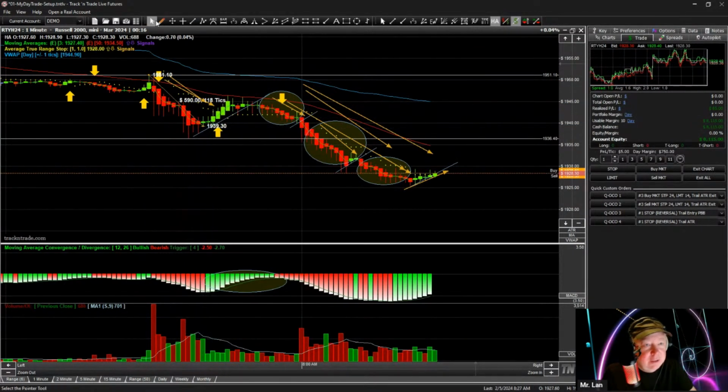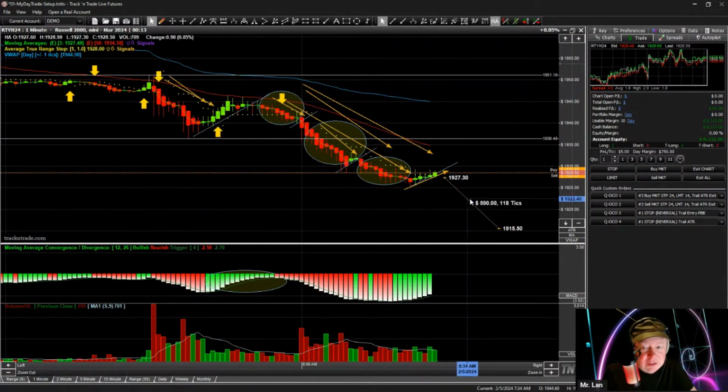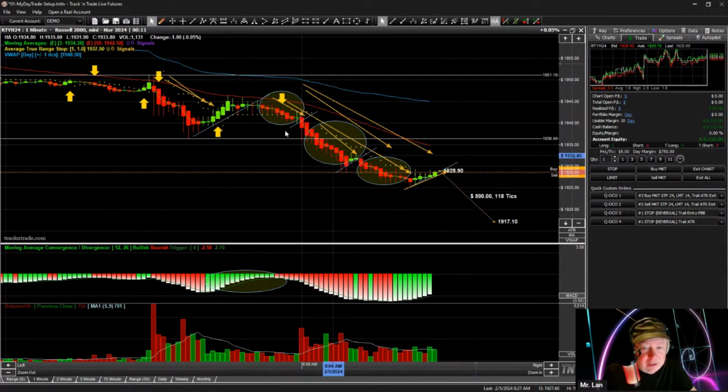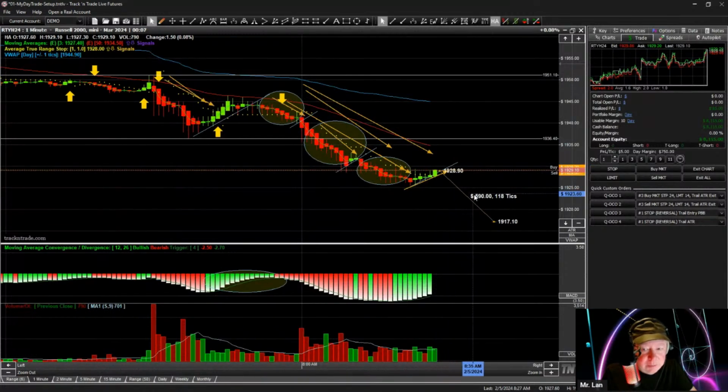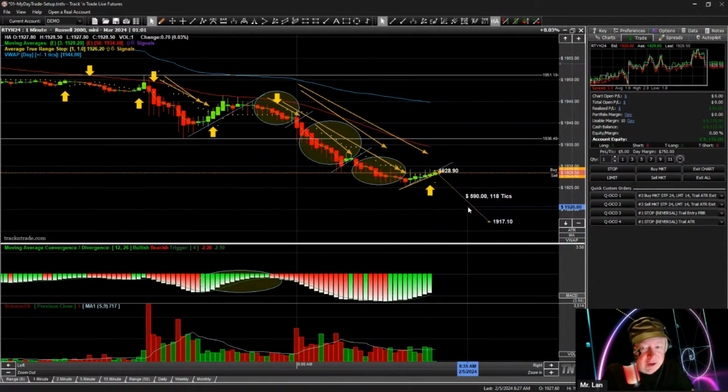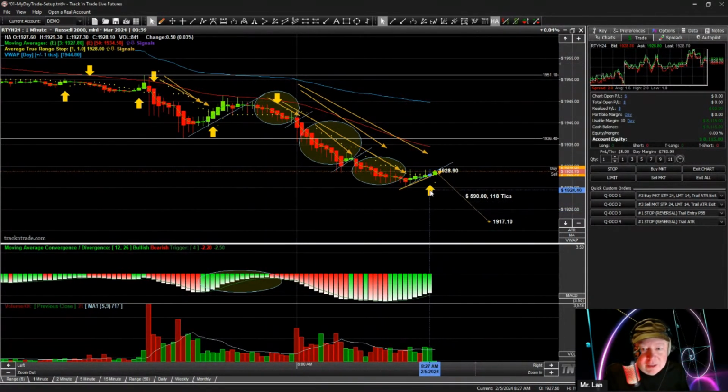Say it's $590. That means if this thing breaks lower and we get that little whippy saw thing like this, a little up down arrow right in here, we'd expect this C drive to go all the way down to 1917. And that's how you do that 3 drive pattern. Okay, there it is. All right.